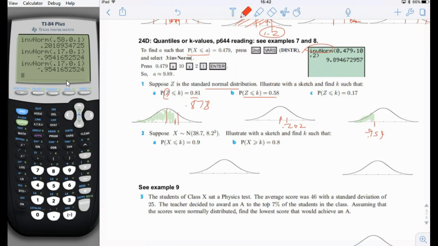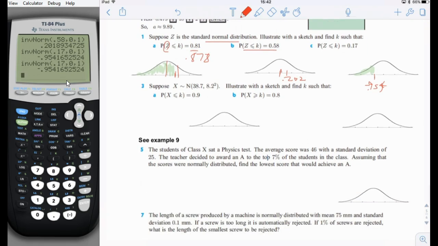Okay. Let's move on. Suppose that x is normally distributed with a mean of 38.7 and a sigma of 8.2. It gives you the variance, so that's why it's 8.2 squared, okay? Illustrate with the sketch and find k such that, okay, so in this case, the mean is 38.7. And it says, if the probability is 0.9, what's k? That's going to be a pretty big area. 0.9 is like 0.9 of this, so it's almost to the very end here.